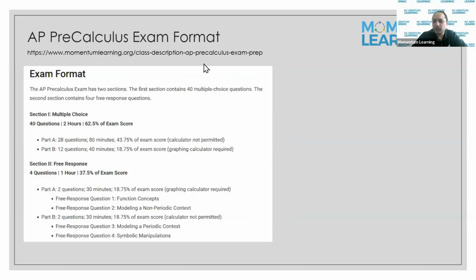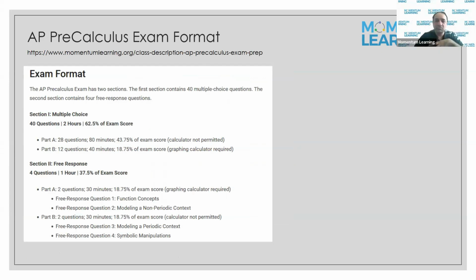Here, what is the exam format? The exam format is very similar to AP Calculus. There are 2 sections. The first section is the multiple choice section. There are 40 questions, 2 hours long, and it is 62.5% of the exam score. So multiple choice is more than half of the test.